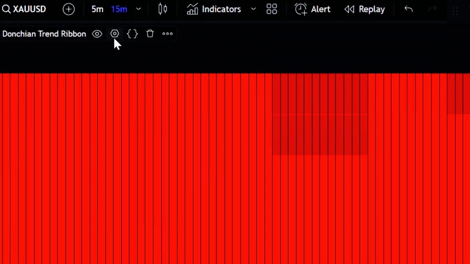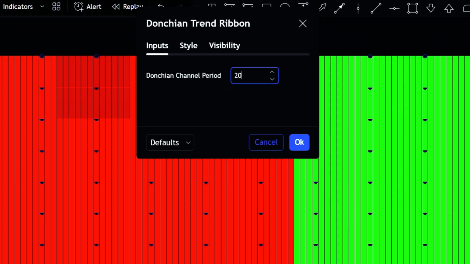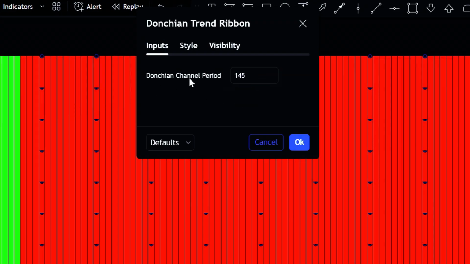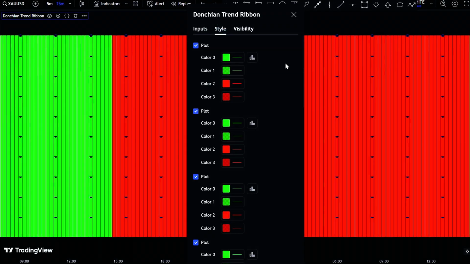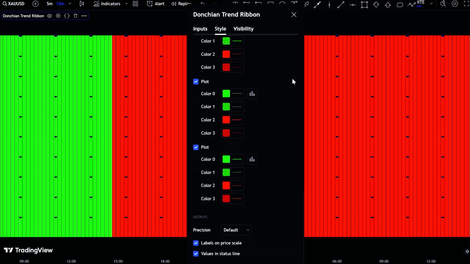Alright, listen up. Here's what we gotta do. Head straight to the input section and set the Donchian channel period to 145. That's the magic number we're aiming for. Now, you might be wondering about the colors in the Style tab. Feel free to play around with those, but it's totally optional.